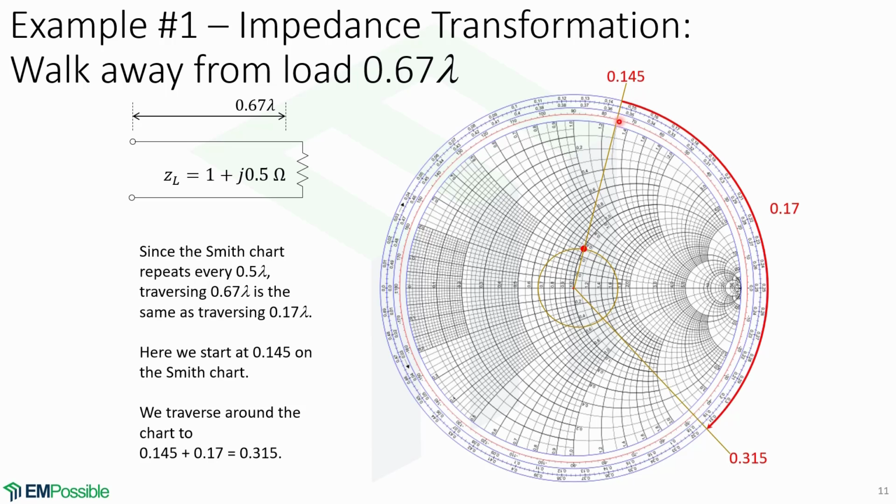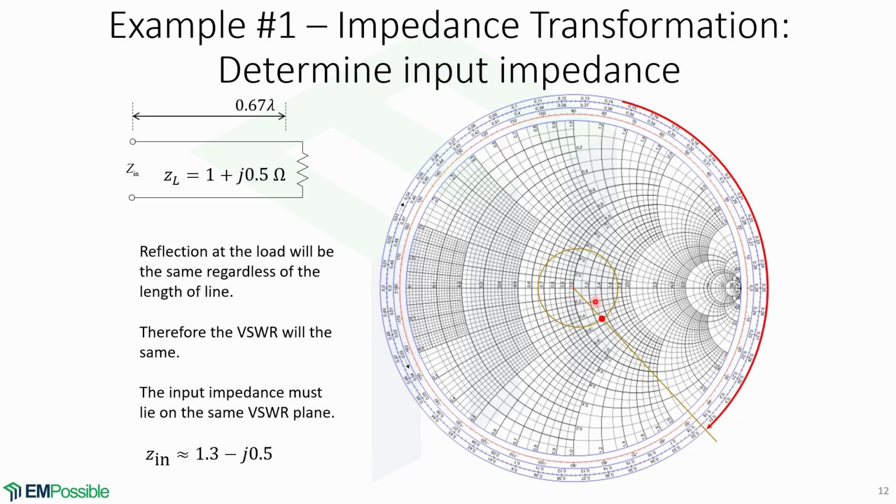Here in the outer circle, we can see that we start at 0.145 wavelengths on the Smith chart. We move along clockwise away from the load a distance of 0.17 wavelengths, and we arrive at 0.315 wavelengths. Now we look at the intersection of the line and the VSWR circle at this distance. The reflection at the load will be the same regardless of the length of the line. Therefore, the VSWR will also be the same.